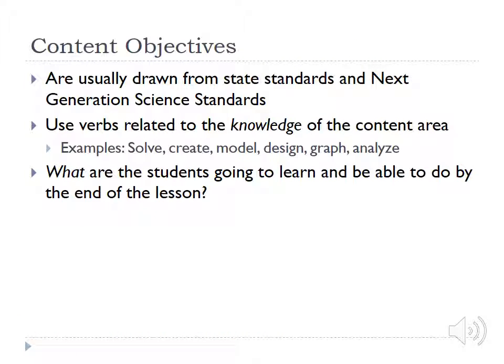Content objectives are typically drawn from state standards and the next generation science standards. It's helpful to look at the verbs used in content objectives. They are related to the knowledge of the content area or cognitive processes. You might think of them as verbs associated with Bloom's taxonomy or the depths of knowledge. Examples might include solve, create, model, design, graph, or analyze. Content objectives focus on the what. What are students going to learn and be able to do by the end of the lesson?